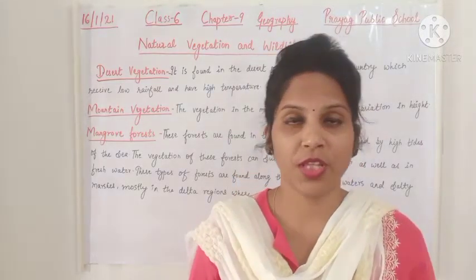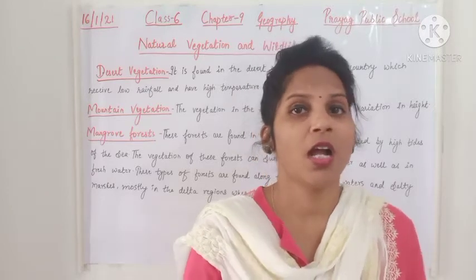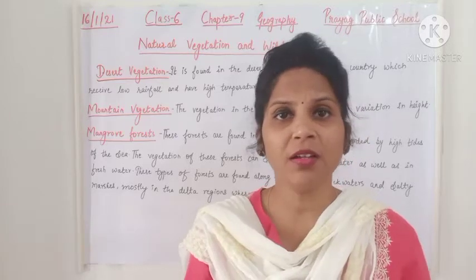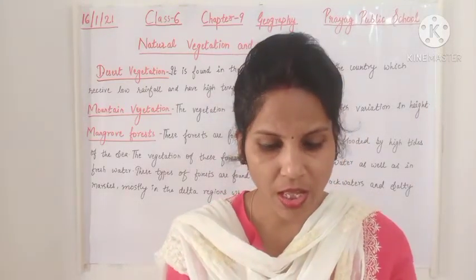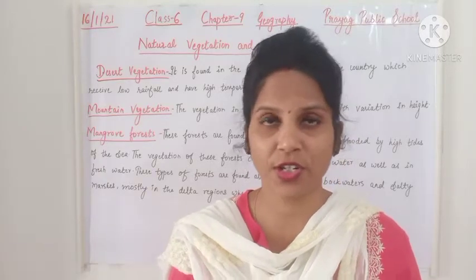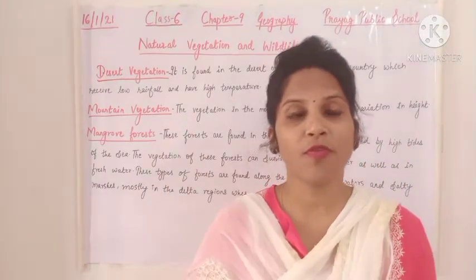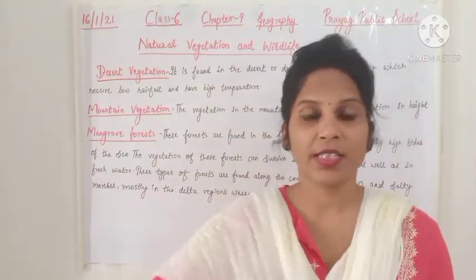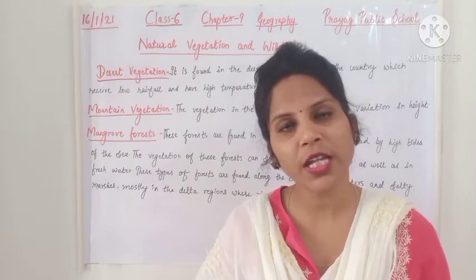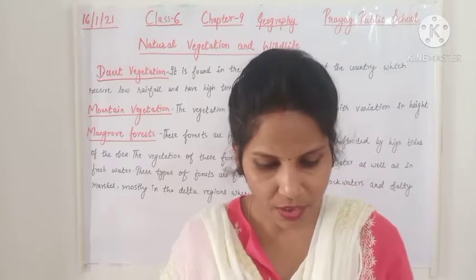ये ऐसे फॉरेस्ट होते हैं जो ऐसे एरियाज में पाए जाते हैं जहाँ का जो सी में हाई टाइड आता है, उससे हमेशा वहाँ पे पानी मिलता रहता है. ओके, the vegetation of these forests can survive in saline water as well as in fresh water. और मैंग्रोव फॉरेस्ट की खासियत क्या होती है कि ये saline water में survive कर सकते हैं. सलाइन मतलब सॉल्टी, खारे पानी में भी ये ग्रो कर सकते हैं, साथ ही साथ फ्रेश वाटर में भी ग्रो कर सकते हैं.